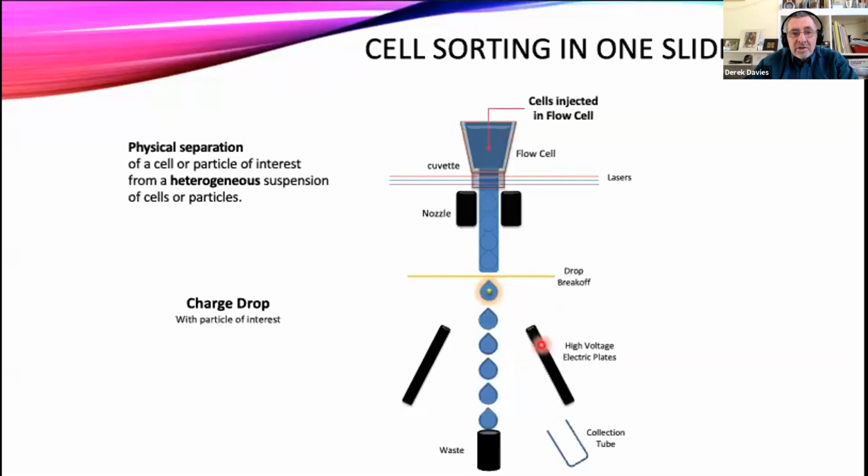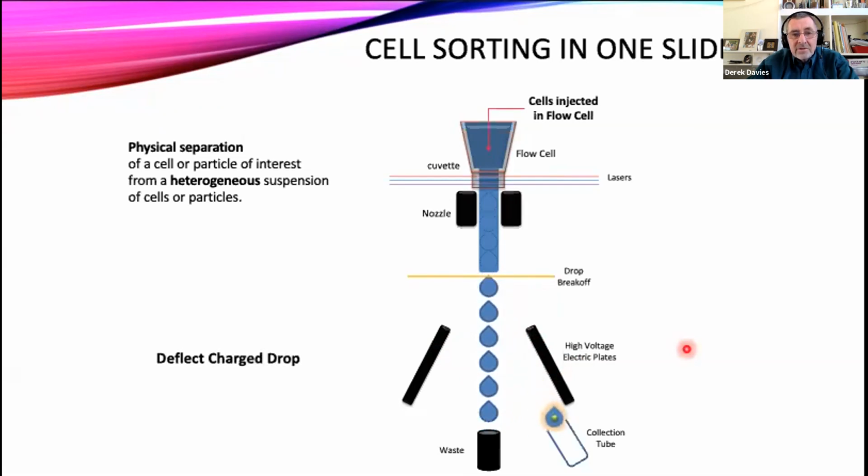But because it's charged, it's going to pass through this high voltage deflection field caused by these deflection plates, and it's going to be dragged off one way or the other, depending on its charge. So in that way, by putting either a positive or a negative charge, we can sort two populations, or by having a variable charge, so a strong positive, a medium positive, and a low positive, we can sort three populations to the right and three to the left.